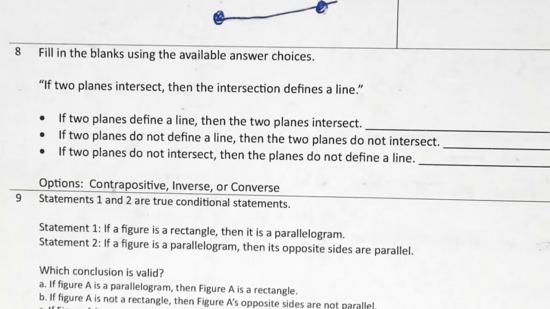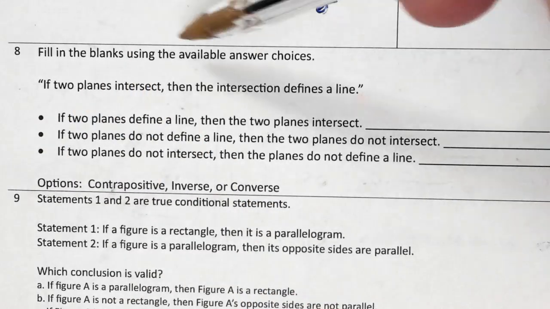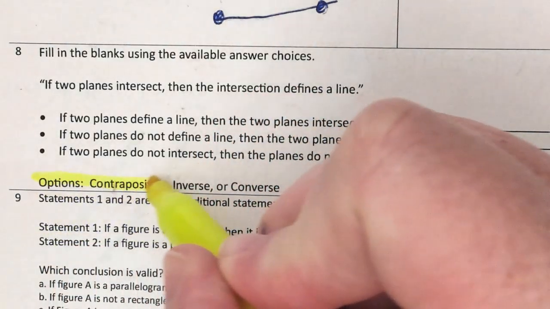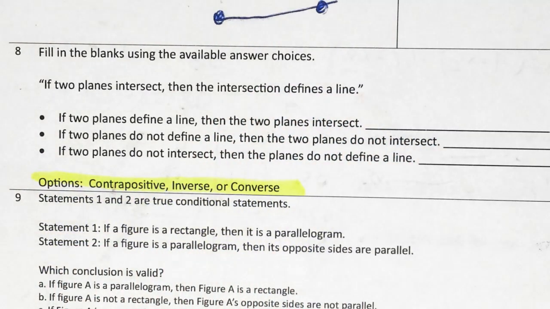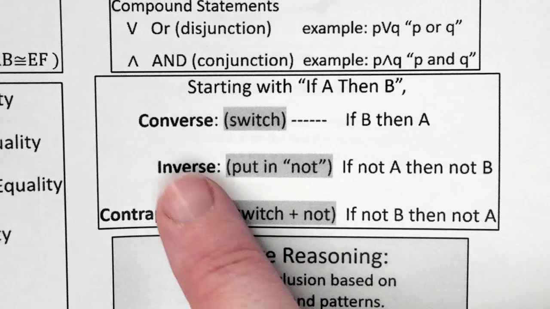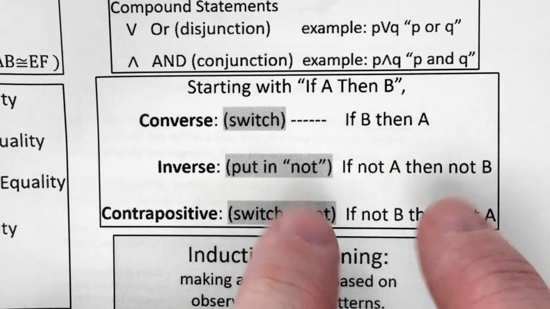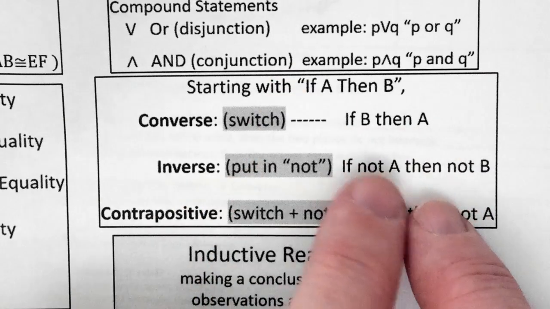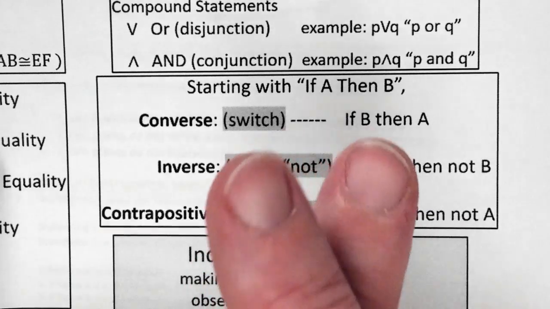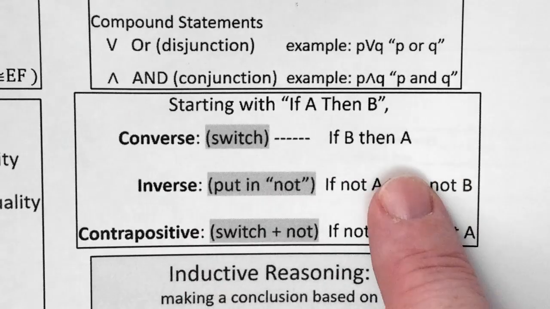Number 8. All right, so for number 8, they said fill in the blanks using the available choices, which are down here. The choices are contrapositive, inverse, converse. Now, what does that mean? If I look at my hot topics for Unit 3, converse is you switch them, so you just switch. Inverse, you put in the words not. So it's if not A, then not B. And contrapositive, you switch and you put in the words not. So you need to remember that.